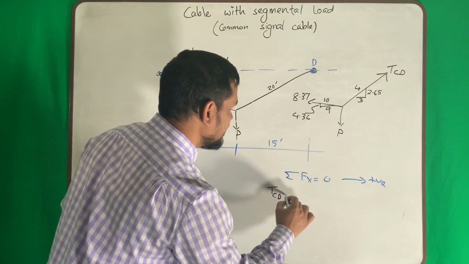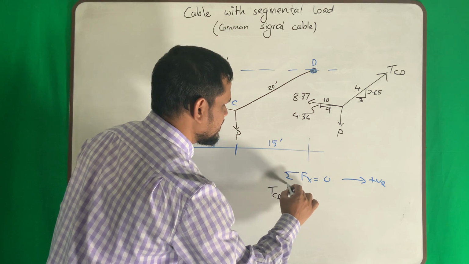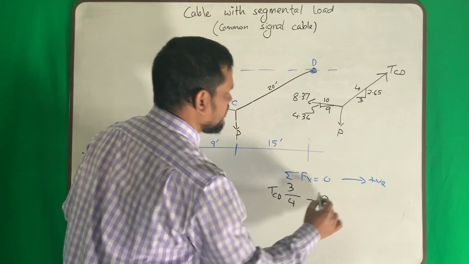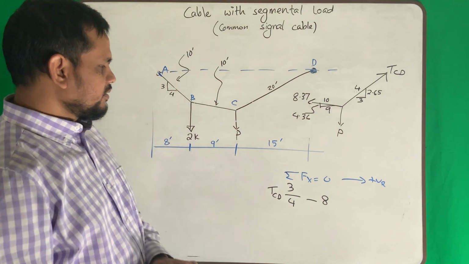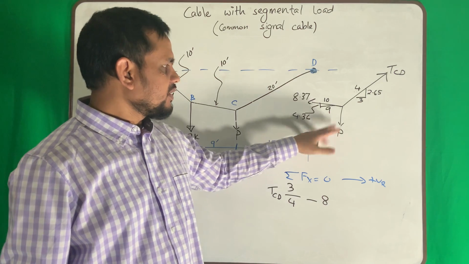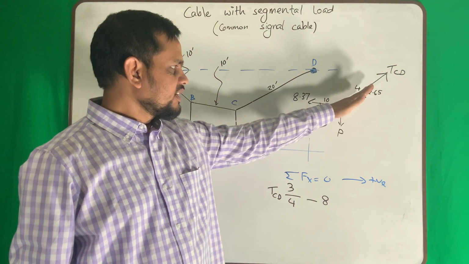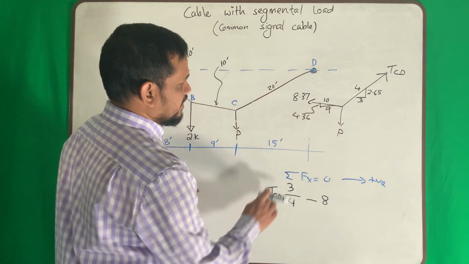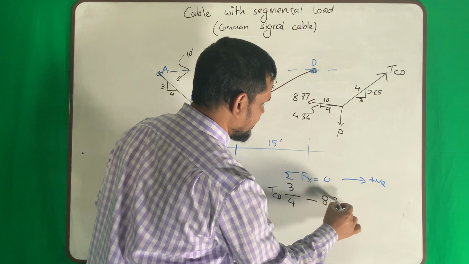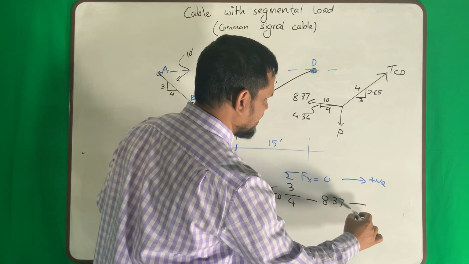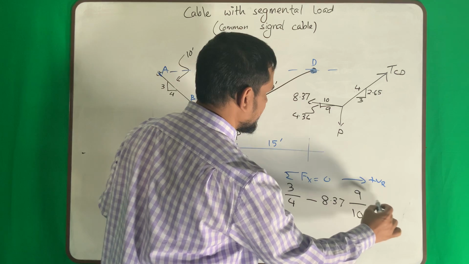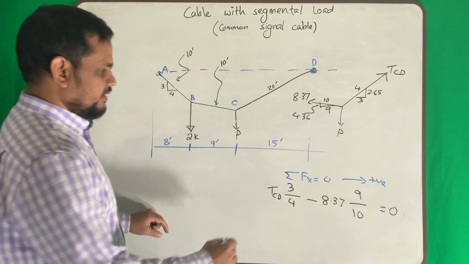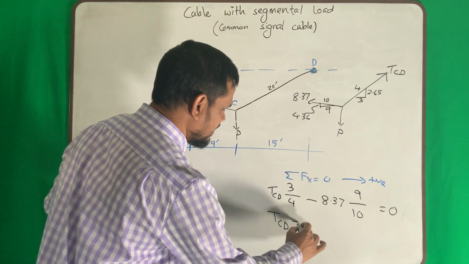I will get TCD divided by hypotenuse times my corresponding side 3, and then minus... oh, easy, good thing. I have two unknowns, but one is vertical and one is inclined. So I can easily solve one using any one equation. So TCD minus 8.37 divided by hypotenuse times my corresponding side equals 0. Then if I solve it, I'll get TCD directly.